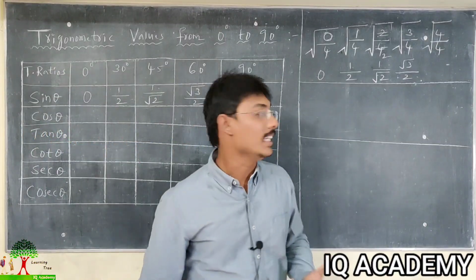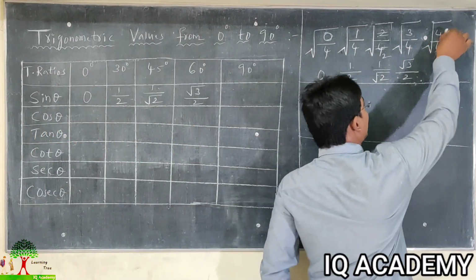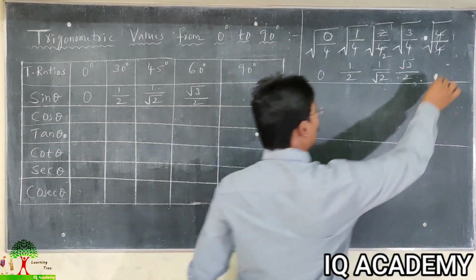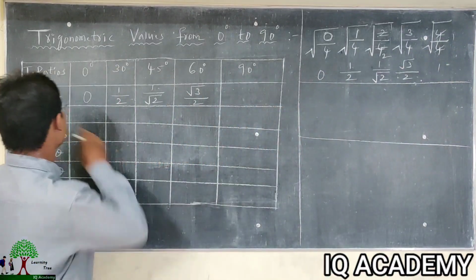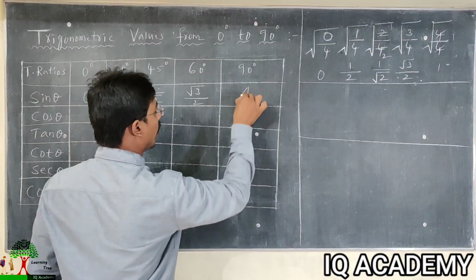After that, sine 90. 4 and 4 get cancelled, remaining only 1. Square root of 1 is 1. So what is the value? Sine 90 degree value is 1.